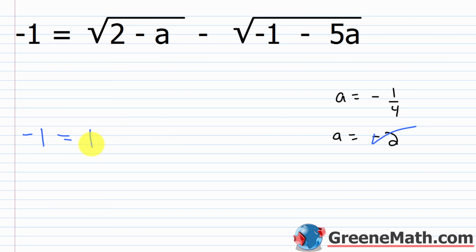So what do I get here? I get that negative 1 is equal to 1. That's not right. Negative 1 doesn't equal 1. And this is part of the problem, again: when you use that squaring property of equality, you're going to end up with solutions that don't work in the original equation. So this one does not work. It's not a valid solution in the original equation. This is not a true statement. And so the solution here is a equals negative 2, and that's your only solution.